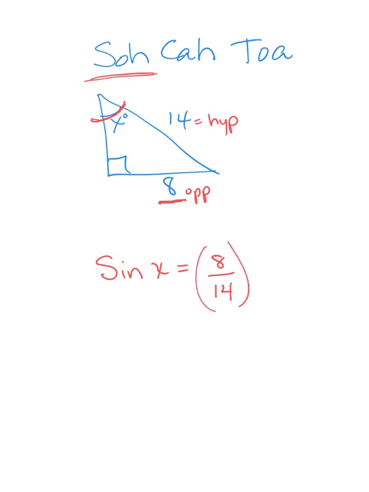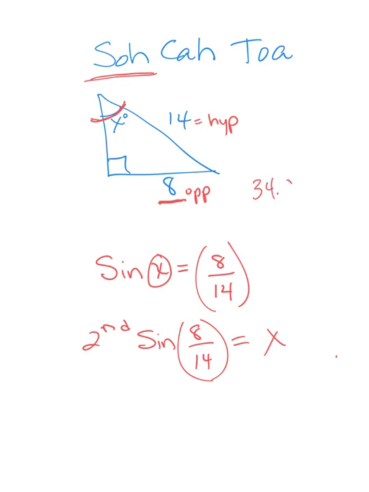Got it. So since we're looking for the angle, we have to hit the second sine button, inverse sine of 8 over 14 equals x. So 34.85 degrees equals x. That's what you will put on your paper.